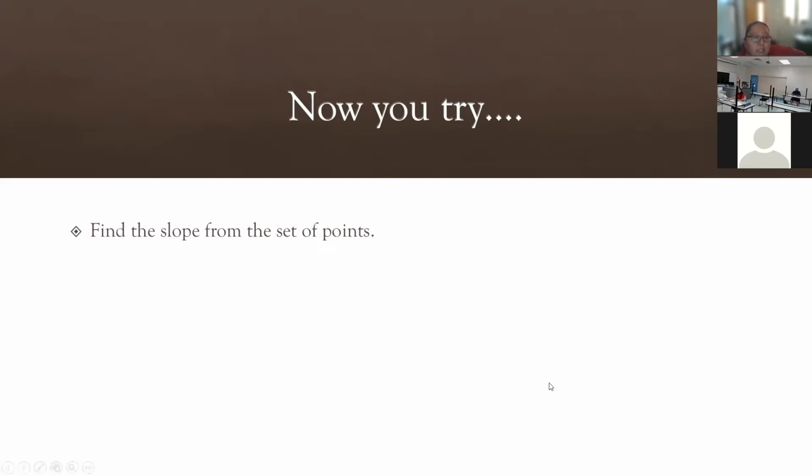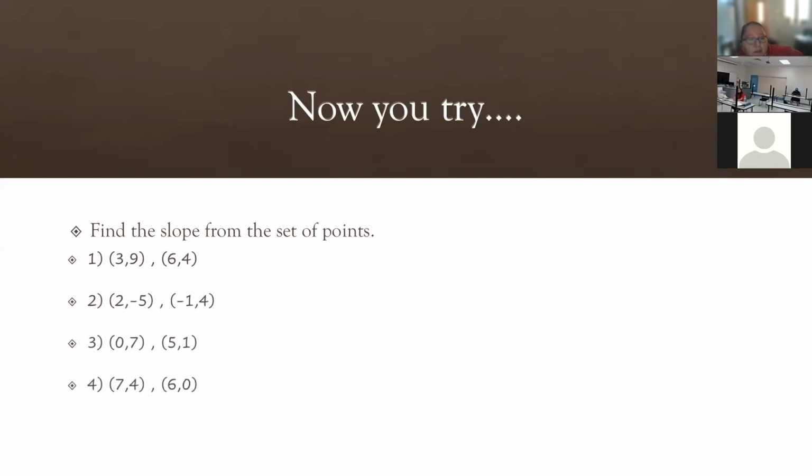So find the slope for the set of points. So there are 4 sets of points, or 4 of them. Okay, I will give you guys 7 minutes. Okay, go ahead and start.